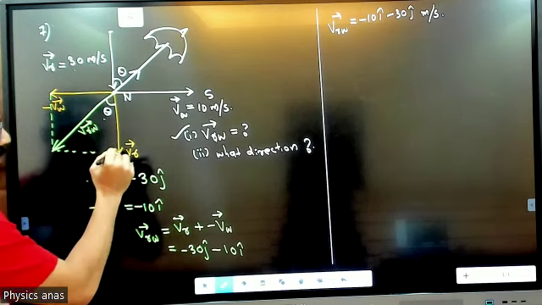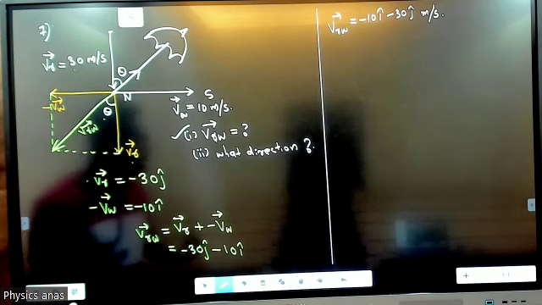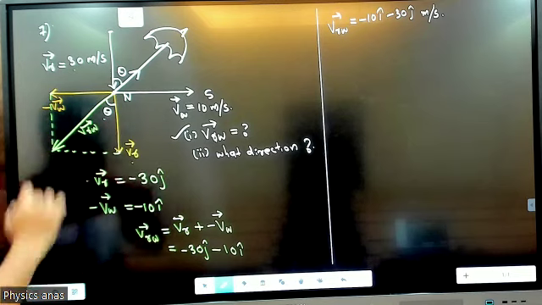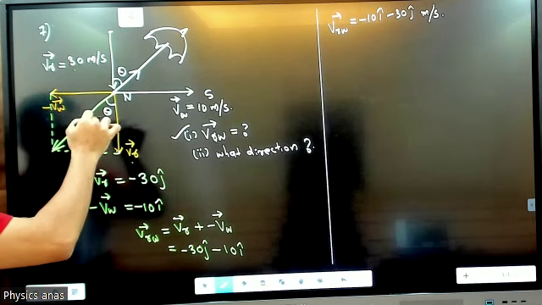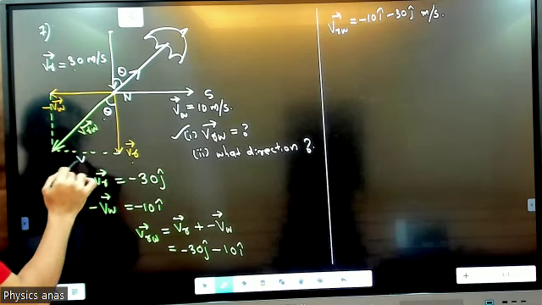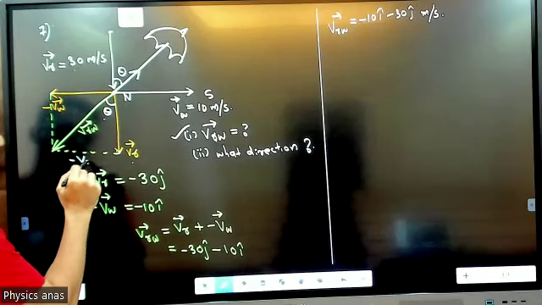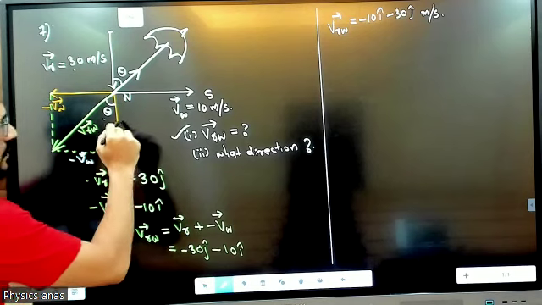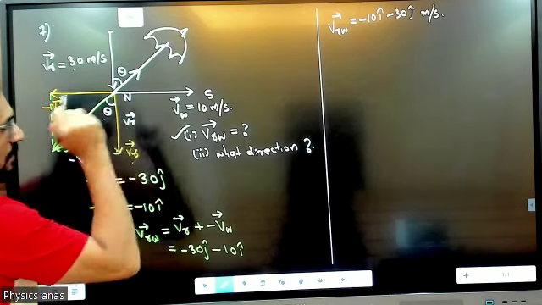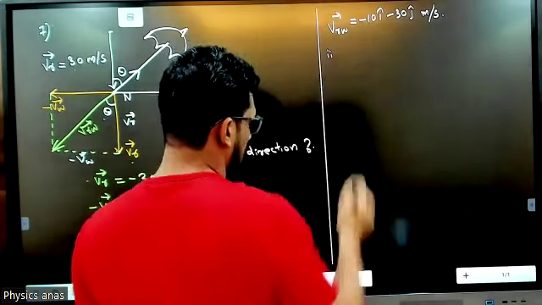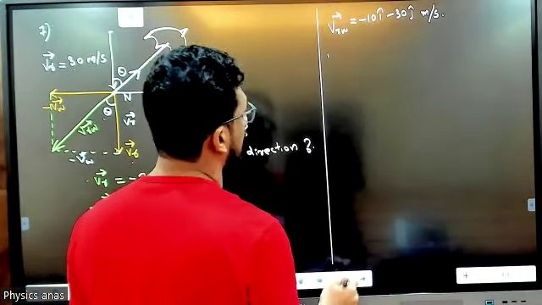And this length is equal to the magnitude of VR. So theta has an opposite side of minus VW here and VR here. If you find tan theta, you will get the direction.